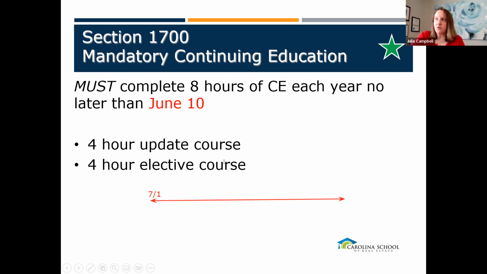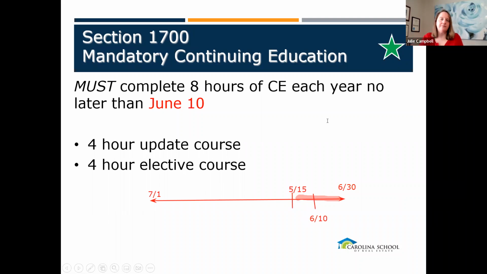Remember, the commission's fiscal year is July 1st to June 30th. Our renewal period, the time that we have to send in our money, show them the money to have a current license next year, is May 15th to June 30th. And within the renewal period, we must do CE.